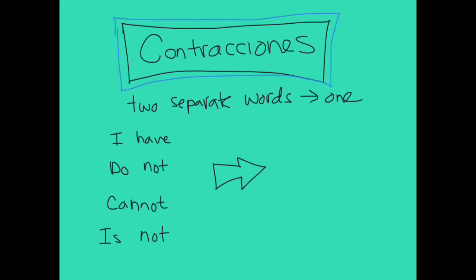Contracciones, we have a ton of these that exist in English, so some English examples first. This is when two separate words are going to be combined to become one. On the left we have the original words, and on the right we have the contractions. So instead of I have, I've. Do not, don't. Cannot, can't. Is not, isn't. So these words on the right are contractions, contracciones. We're taking two words and creating a shortened form.